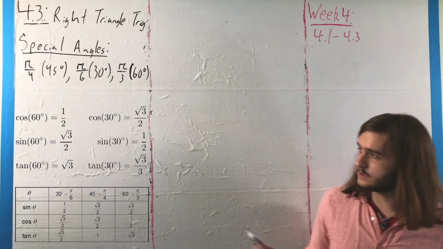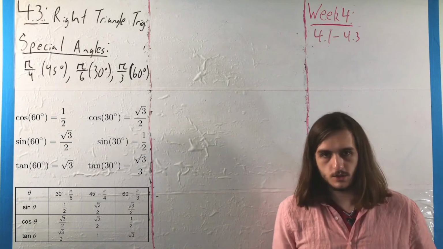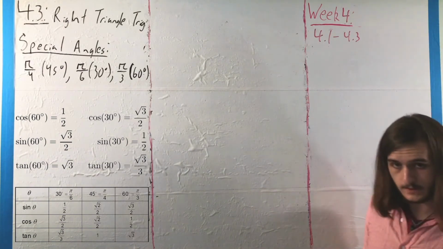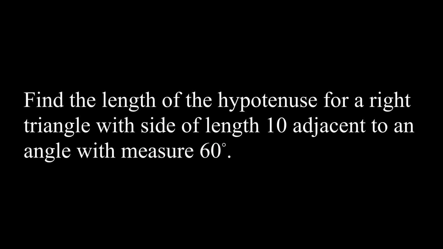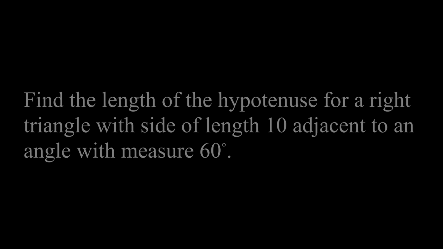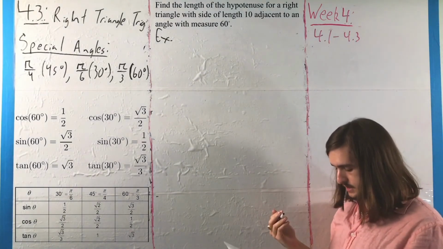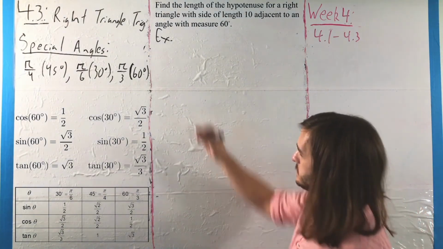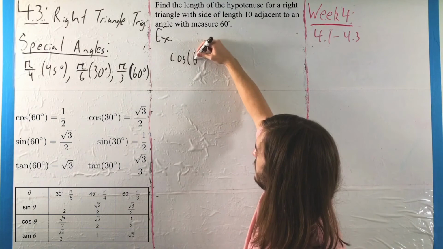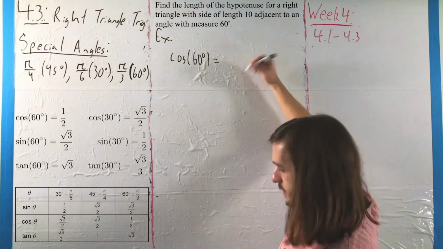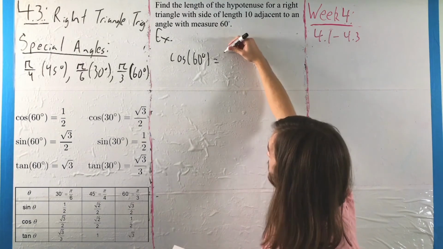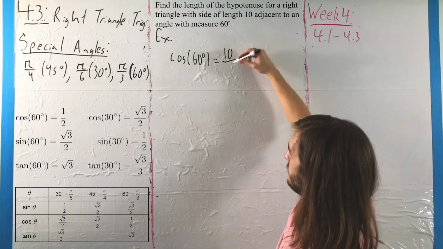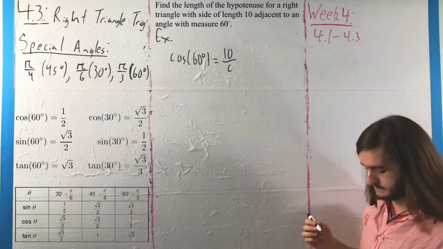And what we can do is use this construction to solve some information about right triangles. So let's say that we want to find the length of the hypotenuse for a right triangle with side of length 10 adjacent to an angle with measure 60 degrees. Well, what we would have to do is understand that if we have a side adjacent to an angle, that means we want to work in terms of cosine of that angle 60 degrees, where we have cosine of that angle is equal to 10 adjacent divided by hypotenuse, which we're just going to call c.